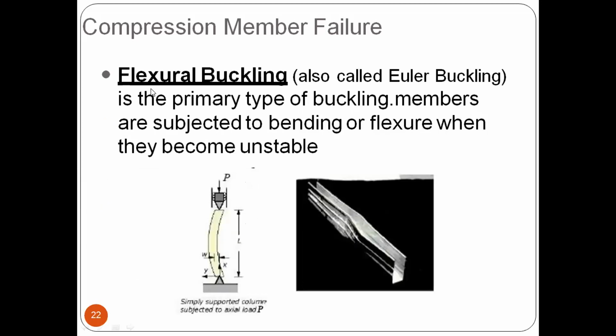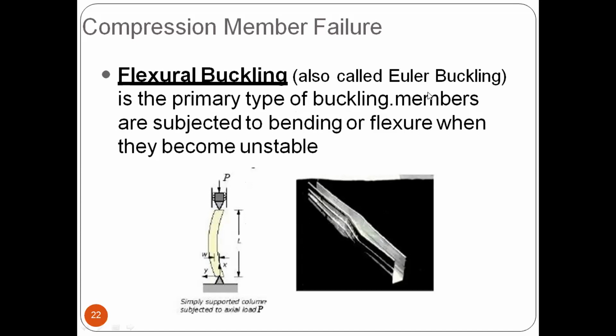You can see the failures in the pictures. This is called flexural buckling, the primary type of buckling, where members subject to bending or flexure become unstable. So this is how flexural buckling takes place. Flexure stands for bending.